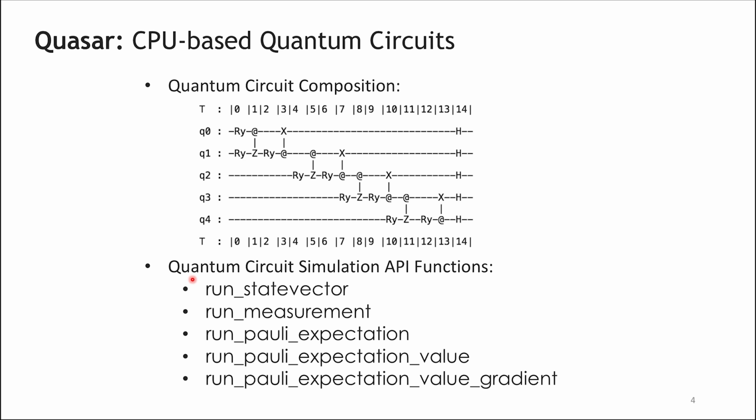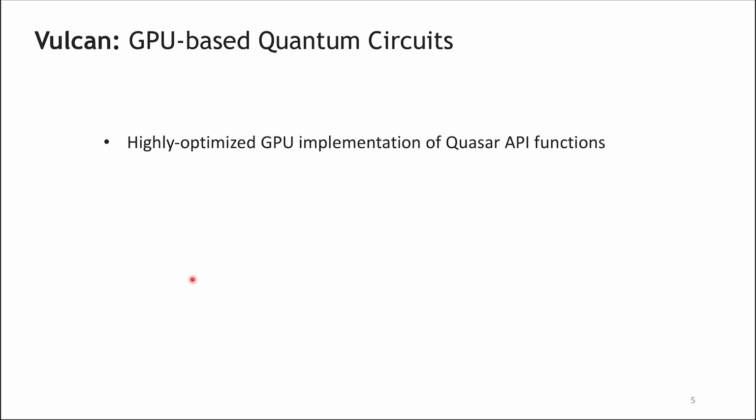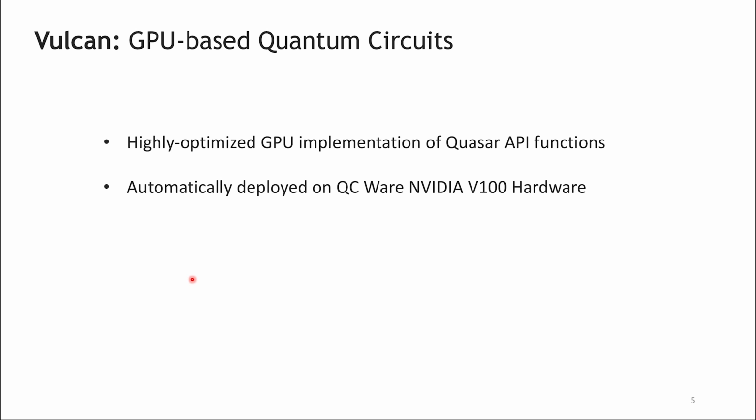We also have within the platform the ability to run, at the moment, a more limited set of capabilities where we go across the wire to a very powerful GPU and run an optimized version of the code that exploits that GPU hardware to make the computational kernel much faster. And so for the moment, we have this highly optimized GPU implementation of some Quasar API functions that are automatically deployed on a QC Ware hosted NVIDIA V100 device, which is much, much faster than the CPU code.